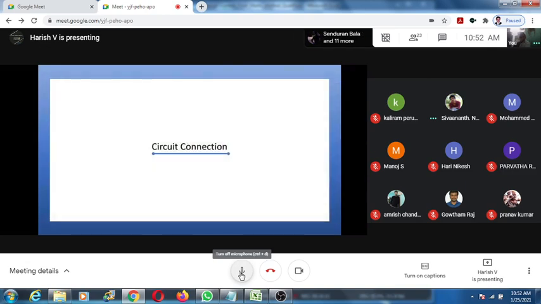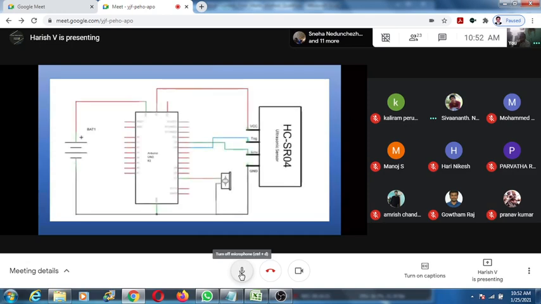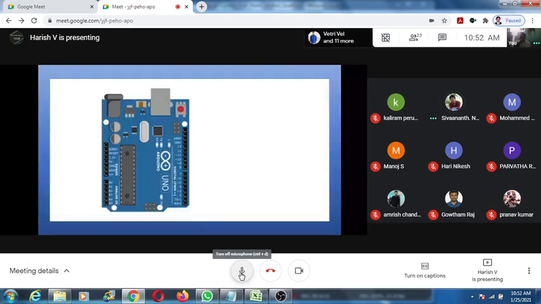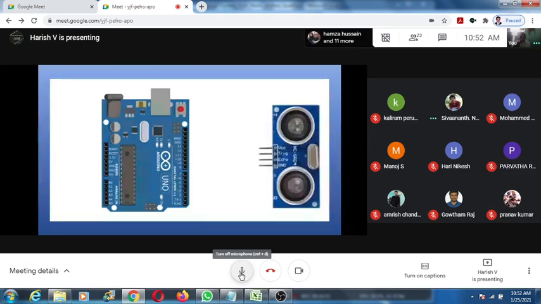Circuit connection. This is our circuit connection. Let's build it now. Let's take an Arduino board, the Arduino UNO, and then the HC-SR04 sensor. The HC-SR04 sensor contains four pins: VCC, trigger, echo, and ground.